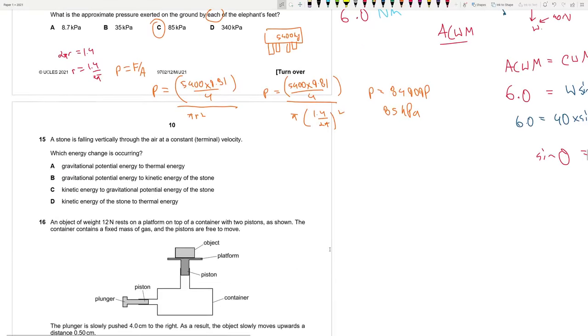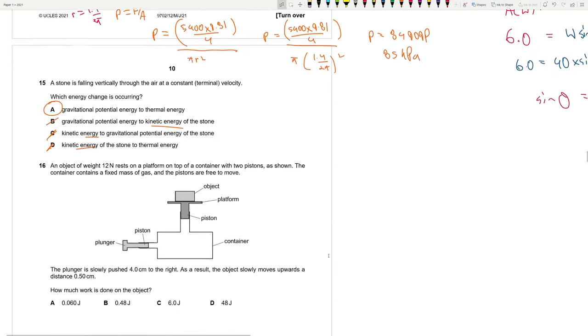Moving on to 15. A stone is falling vertically through the air at terminal velocity. Which energy change is occurring? Basically, since the velocity is constant, kinetic energy is not changing. Do you guys understand? So what's happening? You're losing height. So GPE is being converted, but it isn't changing to KE. It's being lost as heat, right? So wherever you see KE, that's wrong. The answer should be A.